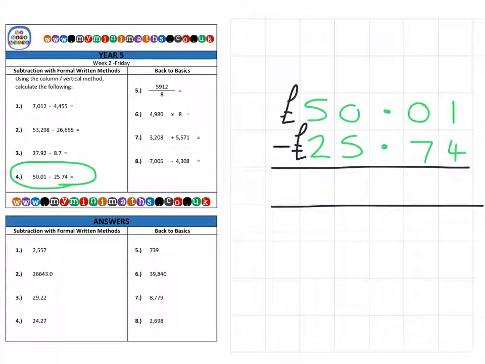So first of all, we're on to our hundredths column, or the single pennies. So we have 1p subtract 4p. We can't do it, so we need to go over to the tenths column, the 10p's column, and there's nothing there. So again, jumping over our decimal point, we need to go into the units column, and again there's nothing there again, so we need to keep going into the tens column, and we need to borrow one of those £50, one of those 5 tens.